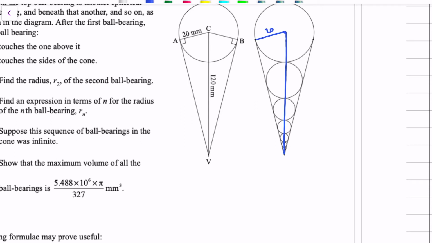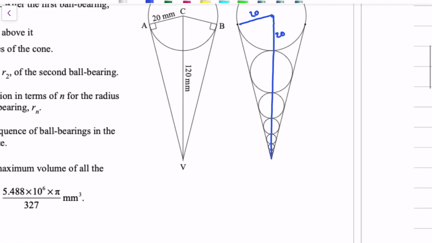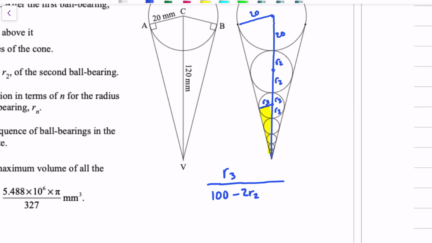and that was 20, and that was 20, and then I had R2, another R2, R3, another R3, and then this is R3. Using this triangle here in yellow this time, I've got R3 over the hypotenuse of that triangle, which is 100 minus 2R2, because 100 goes up to here, minus 2R2 minus 1R3, and that is also equal to 6, 120 over 20.